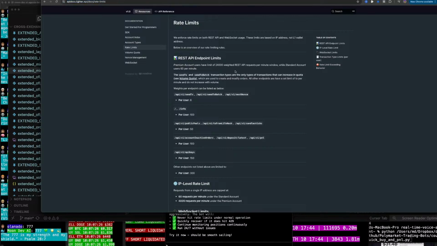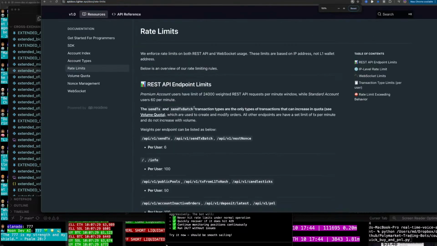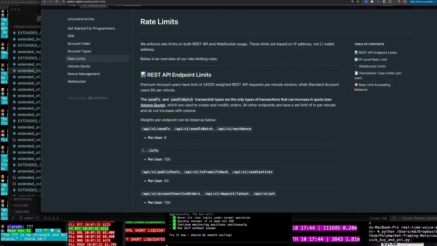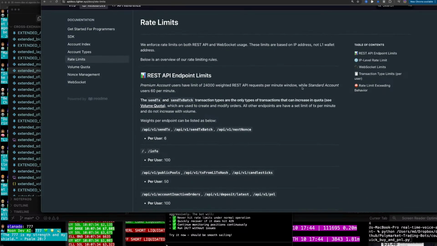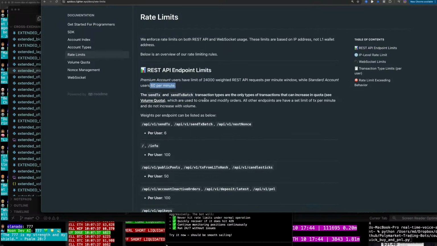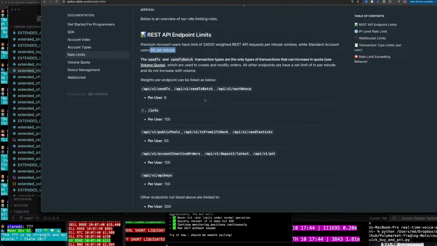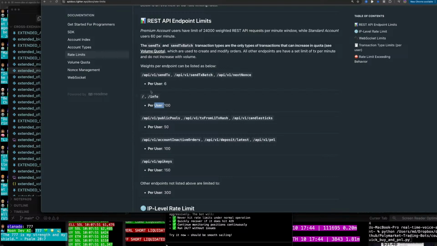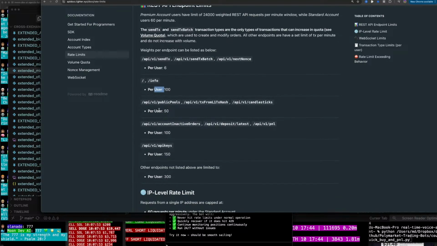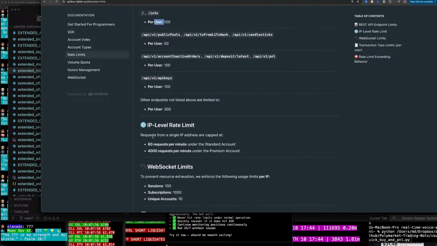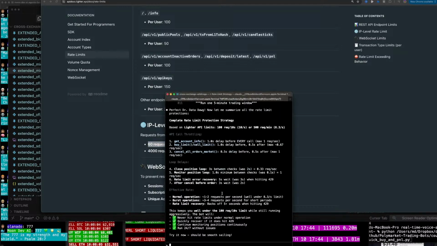So you can see here, the premium accounts have limit of 2,400 per minute, while standard account has 60 per minute. Waits per endpoint, send TX. Okay, you can have 6 per minute. Info per user 100, per user 50. IP rate limit, request from a single IP is 60 requests per minute. Okay, so I got you now, big dog.